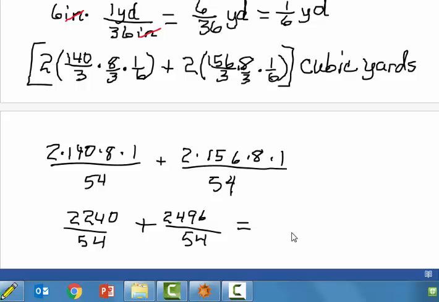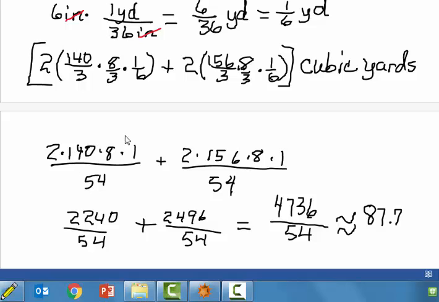Those have a common denominator, so we can add the numerators and put them over that common denominator. And we get 4,736 over 54. You can do it this way if you want. And we are to round that off to the nearest tenth. So I'm using my is-approximately-equal-to symbol, which is a wavy equal sign. I'm going to divide 4,736 by 54 and round it to the nearest tenth, which is what the problem told me to do. So I have 87.7.